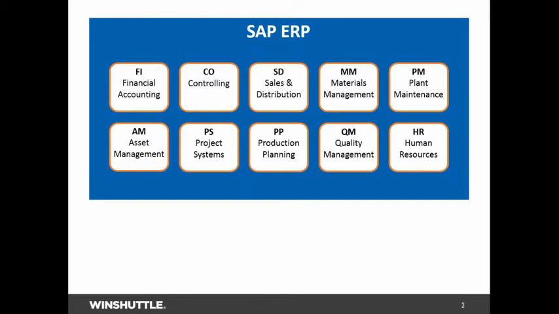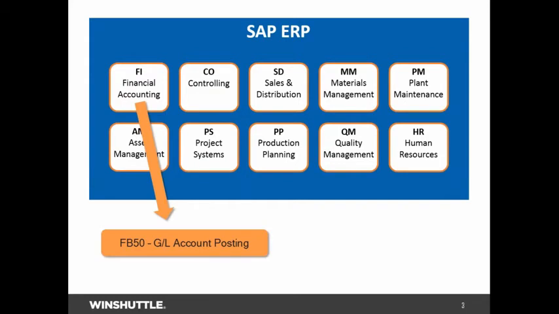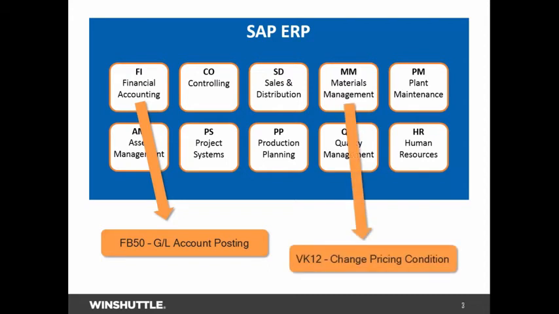We're obviously not going to have time to cover all of the 16,000 today, so we're going to focus on two of them in particular. One of them is going to be an example from finance. We're going to show you how you can use Excel to very effectively do your FB50 journal uploads. And then we're also going to show you a master data example and focus on the transaction VK12 and how you can use Excel to do mass changes of pricing conditions for materials.